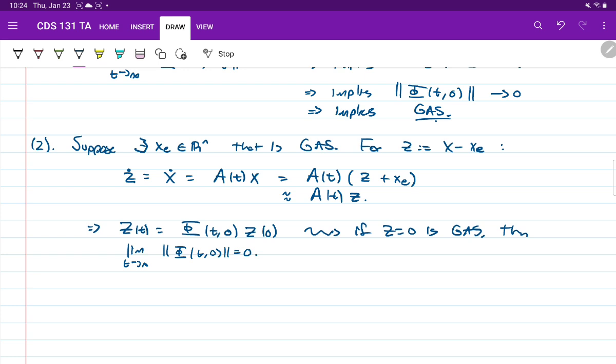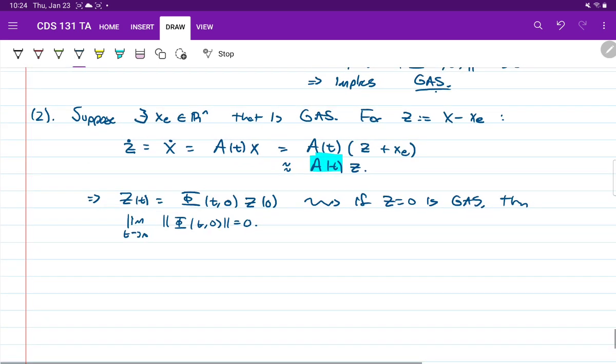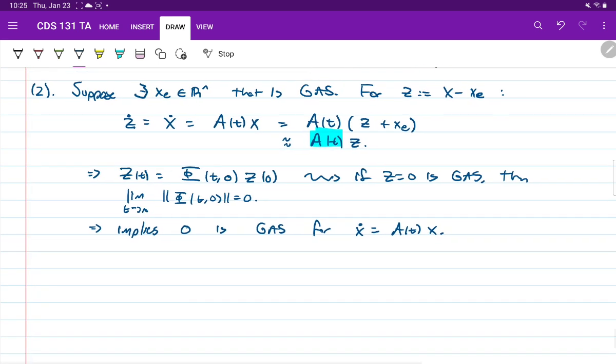But what else does this imply? Since this state transition matrix is going to be the same as the one for the original system, because A is the same, this implies 0 is globally asymptotically stable for x dot equals A of t times x, right? So now what we have is both xe and 0 are globally asymptotically stable.